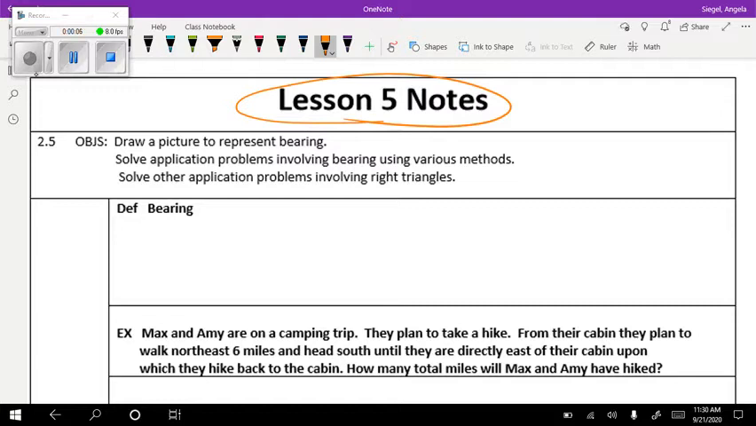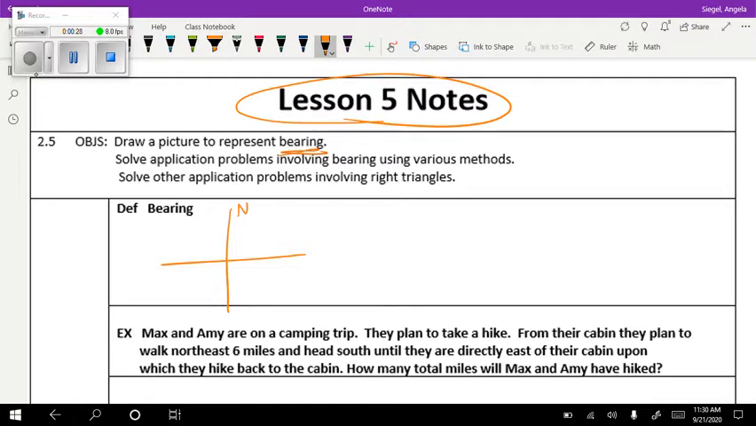And the subject of these notes, or this lesson, is bearings. So let's talk about bearings. This is used with airplanes or boats. There are a couple of different ways to look at it, but you always start with north.